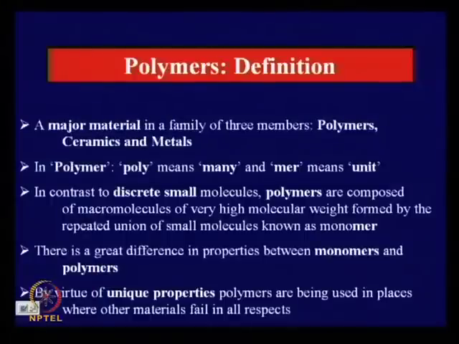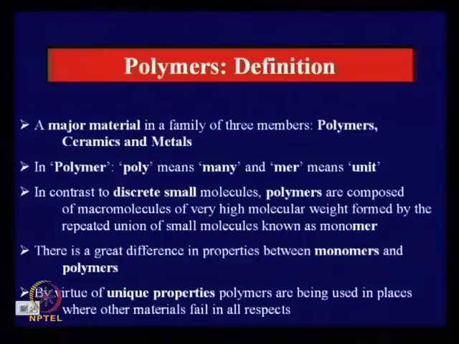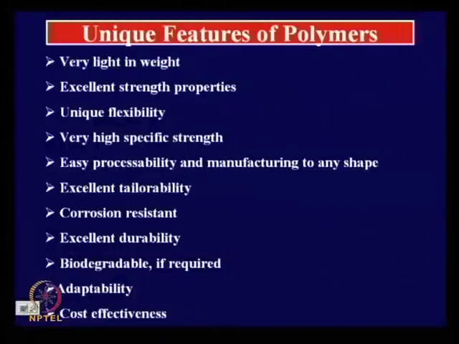You will gradually come to know how much is the difference, and by virtue of their macro nature, these polymers have certain unique properties which have placed them on top of other materials, and we will gradually realize that. Now, what are these unique features of polymers over other materials, say metals and ceramics? The first and foremost point is that it is a very light material.